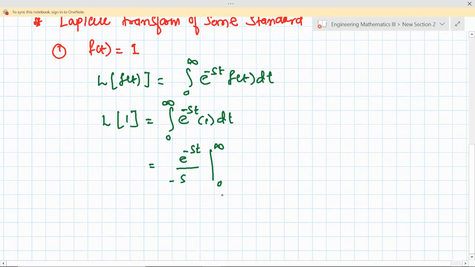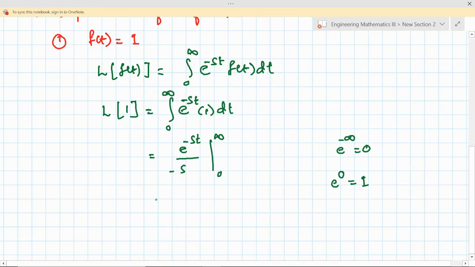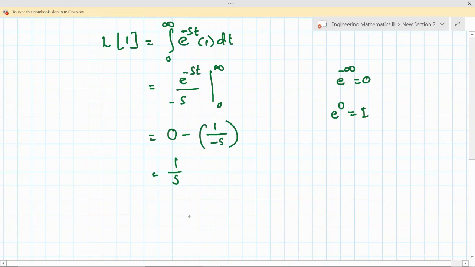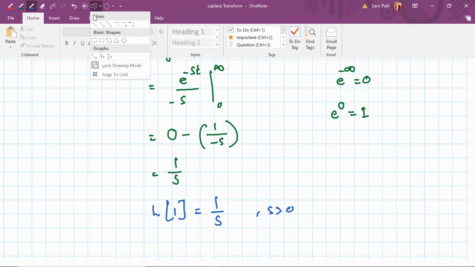Now apply the limits. For the upper limit, e raised to minus infinity is equal to 0, and e raised to 0 is equal to 1. With the help of these two values, we can find the answer. If we apply the upper limit, we get 0 minus, for the lower limit, e raised to 0 is 1 divided by minus s, and minus minus becomes plus. This is equal to 1 upon s. Okay, and this is my result. So the Laplace transform of 1 is equal to 1 upon s, where s is greater than 0. So this is the first result that I have.